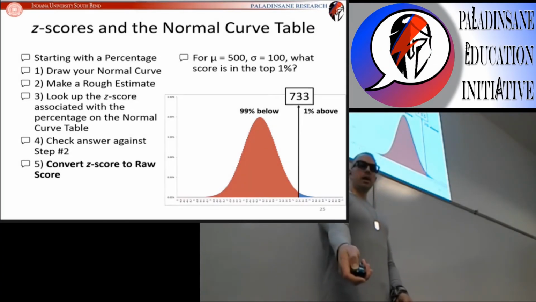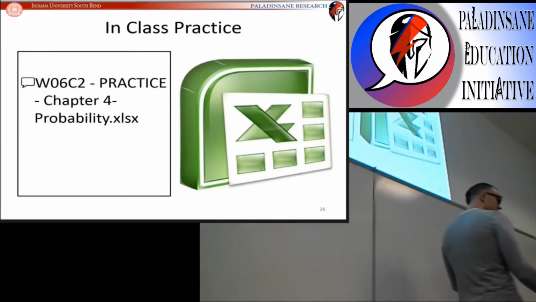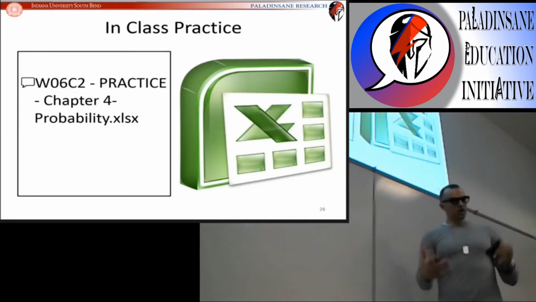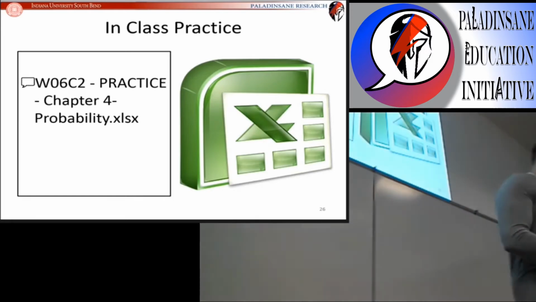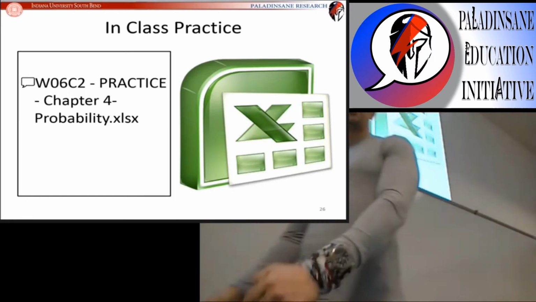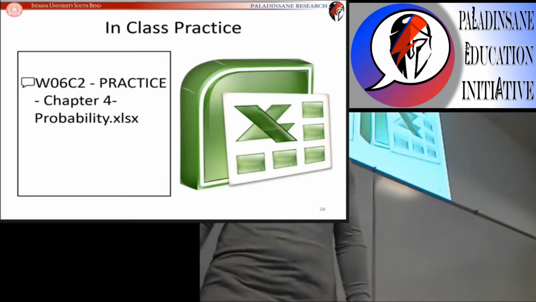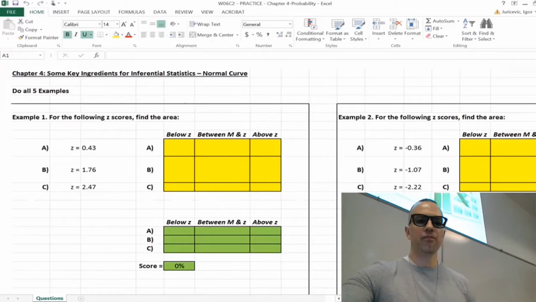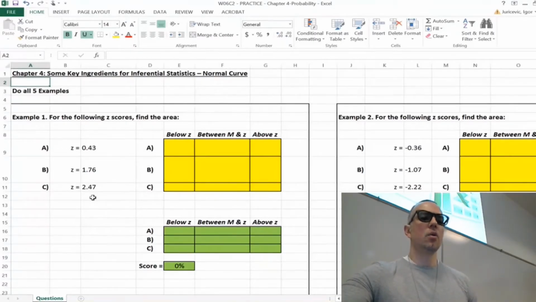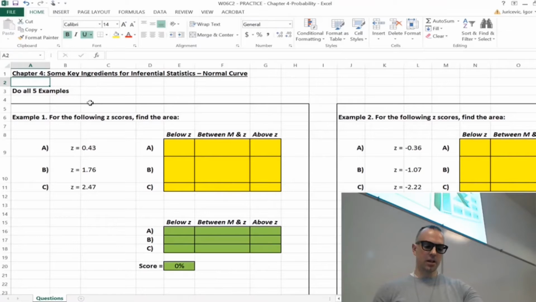So what we're going to do now, I know you've already had a little bit of practice on this with your homework, we're going to do a little bit more right now in class. So we have an Excel sheet that I prepared for week 6, class 2 practice. So that is chapter 4. The one that you're looking for is this one right here. What we're going to do now is, let's do about 15 minutes on this.